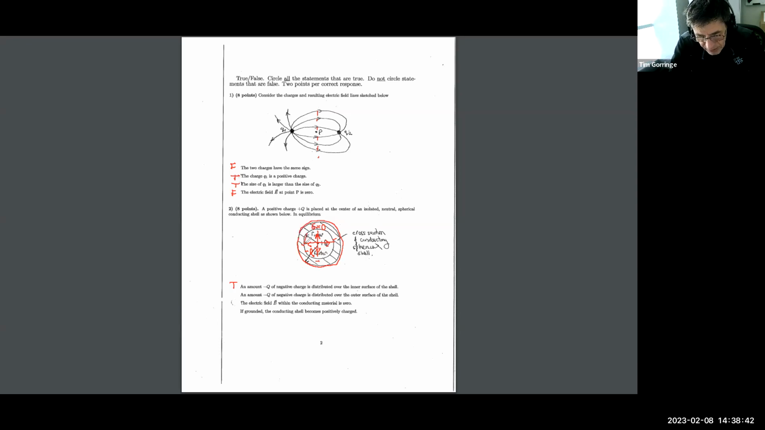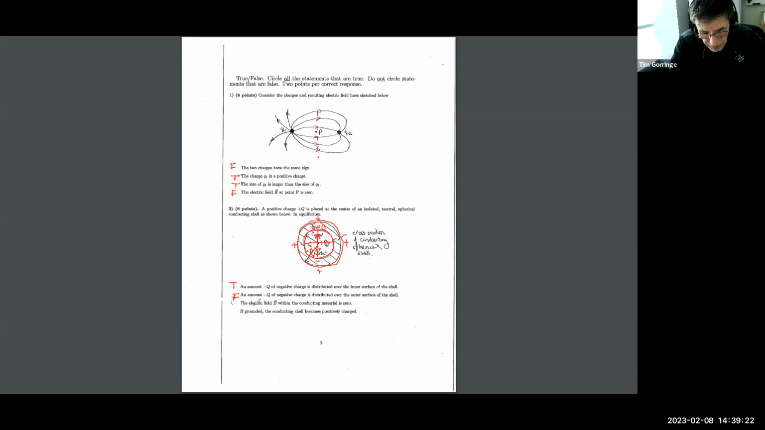Now we know that there's minus Q on this surface here, the inner wall, but we were also told in the question that overall that spherical shell was neutral, had zero net charge. So if we put minus Q on the inner surface, there must be plus Q distributed over the outer surface to make the spherical shell overall electrically neutral. So there's plus Q on the outer surface, not minus Q on the outer surface. This statement is false.